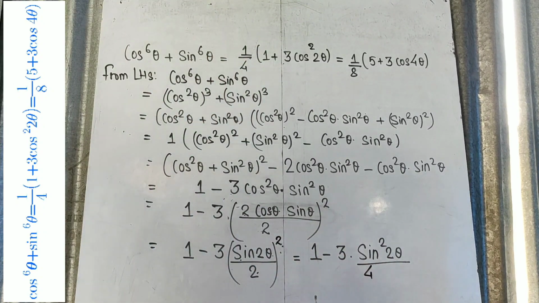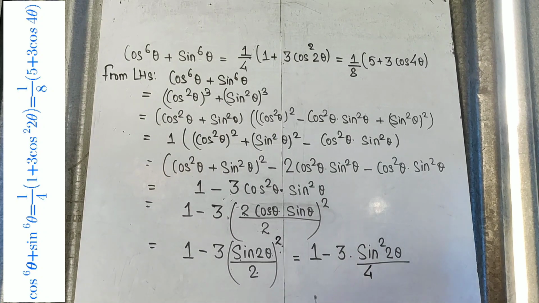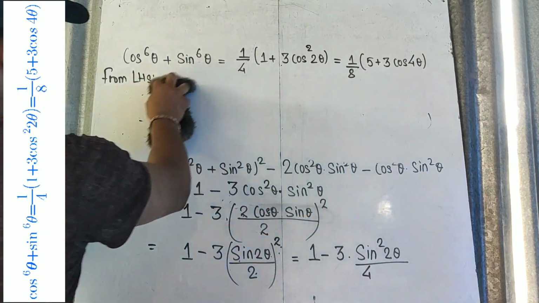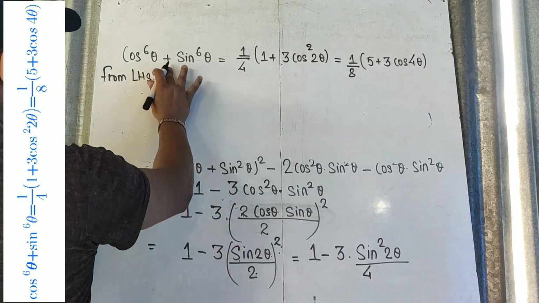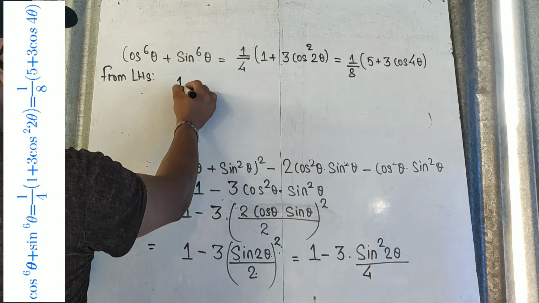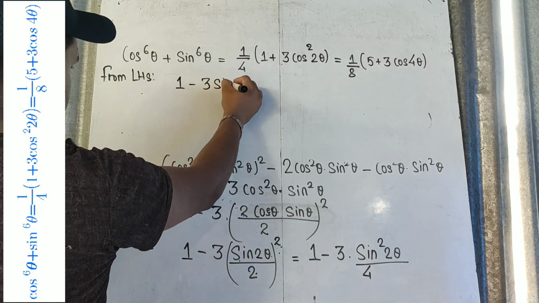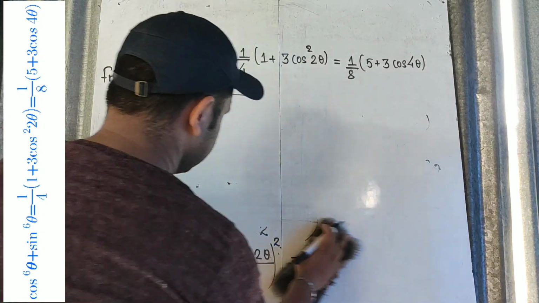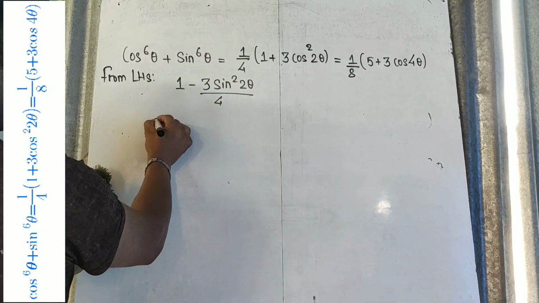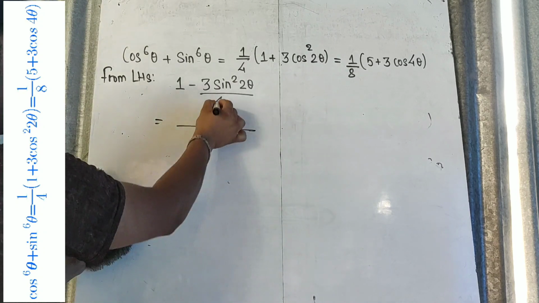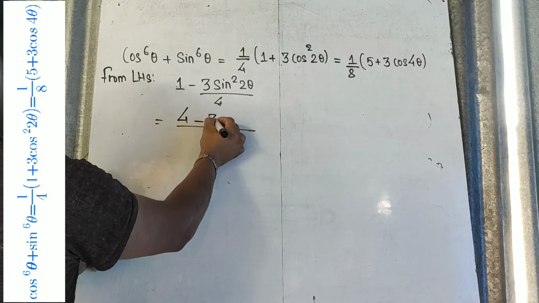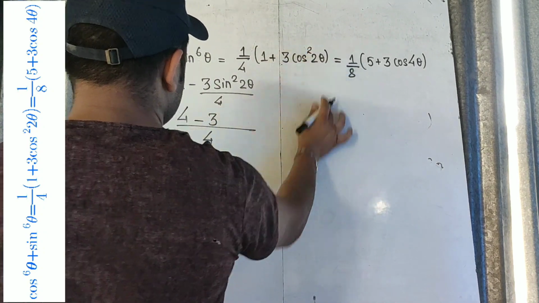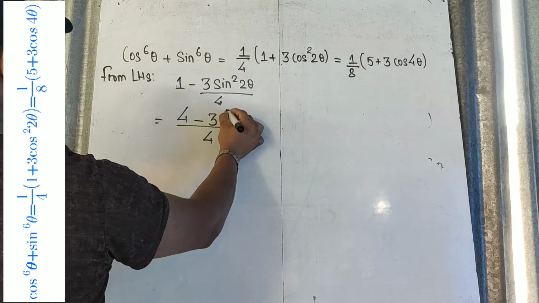We have come here. Now I am drawing the upper portion. Okay, now here we can take the LCM. We had 1 minus 3 sin square 2 theta by 4. We can take the LCM: 4 1 is 4 minus 3. Look, the middle term is in the form of cos. Here, the middle term is in the form of cos.